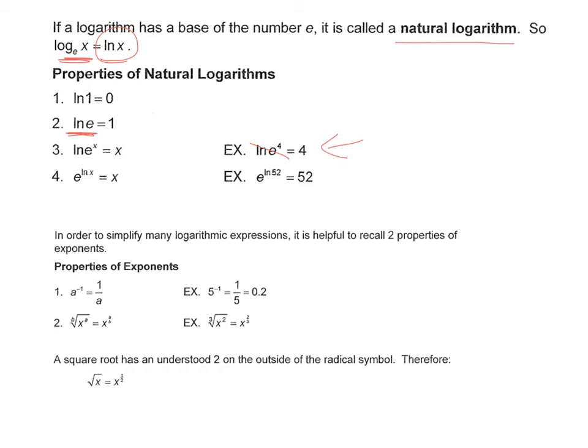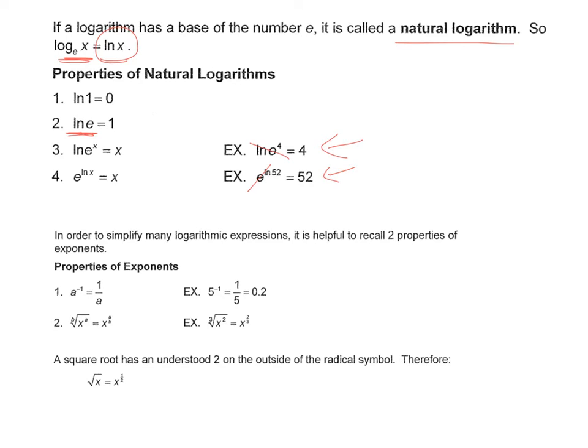If you reverse that around, property number 4, e to the power of natural log of x is just x. So for example, e to the natural log of 52, the e and natural log cancel, and it's just 52. In order to simplify many logarithmic expressions, it's helpful to recall 2 properties of exponents.